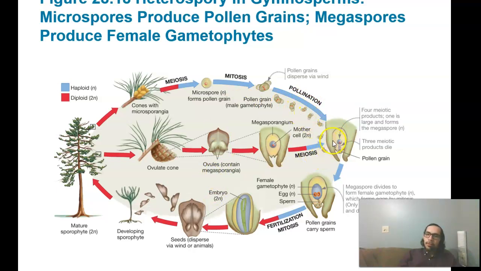And if it does fertilize, it will find a female gametophyte. Once it finds its way into it, it'll fertilize the egg. So remember that this was a single fertilization, because only one of the sperm that are in the pollen grain will fertilize the egg. So after fertilization, we have the formation of the seed, and then the seed eventually turns into another sporophyte.